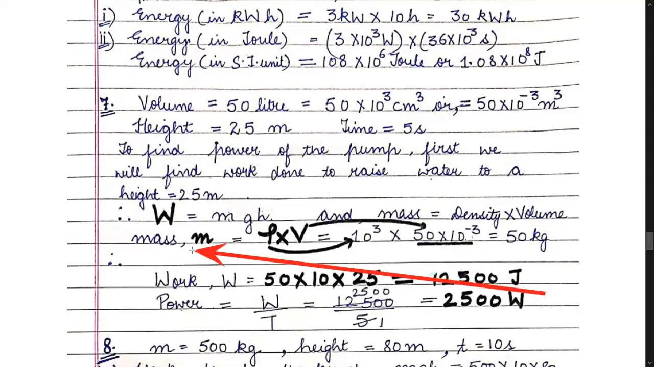Once you have calculated mass, then it is easy to find work and power. So the step of finding mass and conversion of volume were the key steps. So I hope this is clear to you. You can go through it again one more time, please.